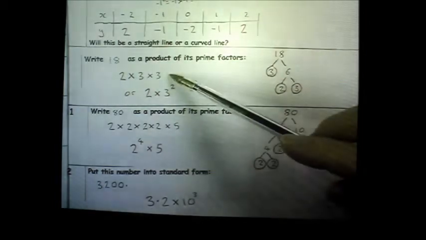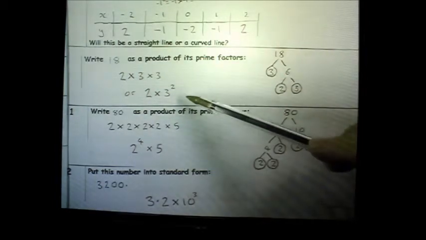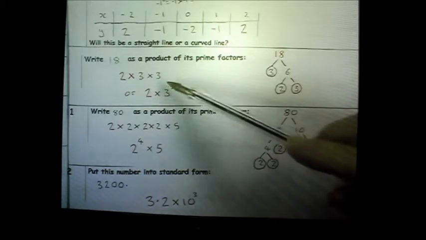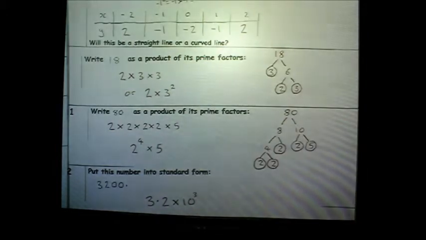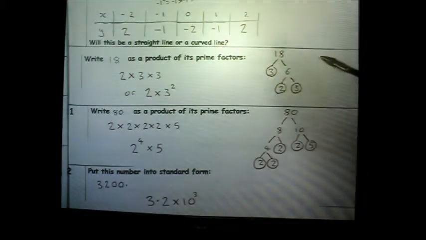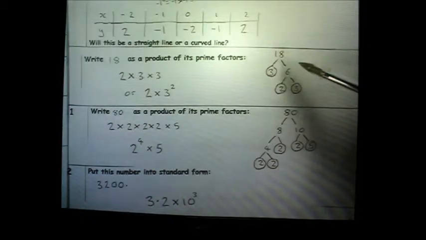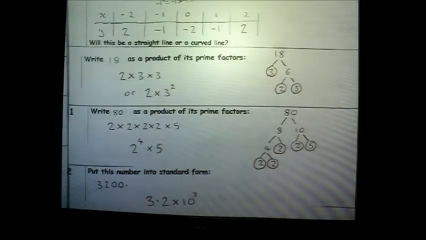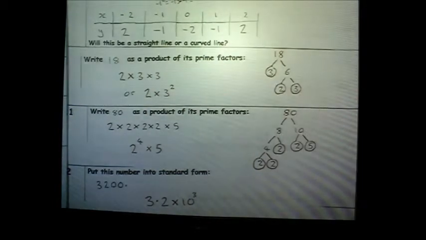I think it's just common courtesy to put them in order. If you want to give it as an index number, you can, because 3 times 3 is obviously 3 squared. You can do that as 2 times 9, and you will get the same answer. You can't do 1 times 18, well, you can, but it's wrong, because 1 is not a prime number. A prime number only has 2 factors. So you've got to know your prime numbers and stop at them.